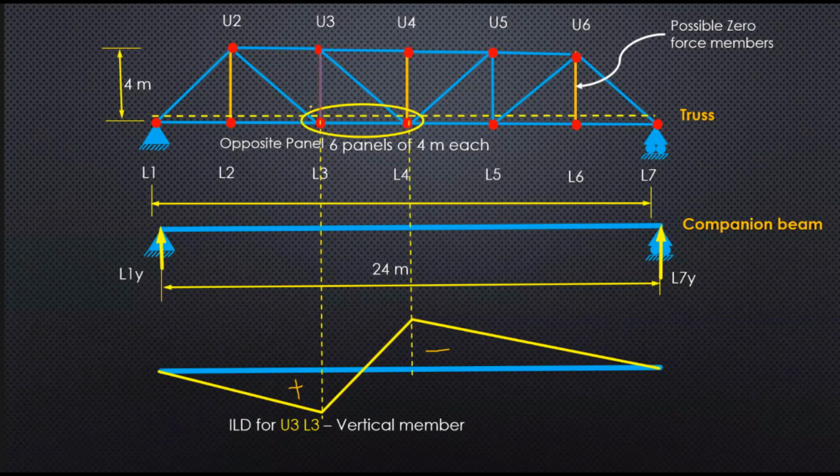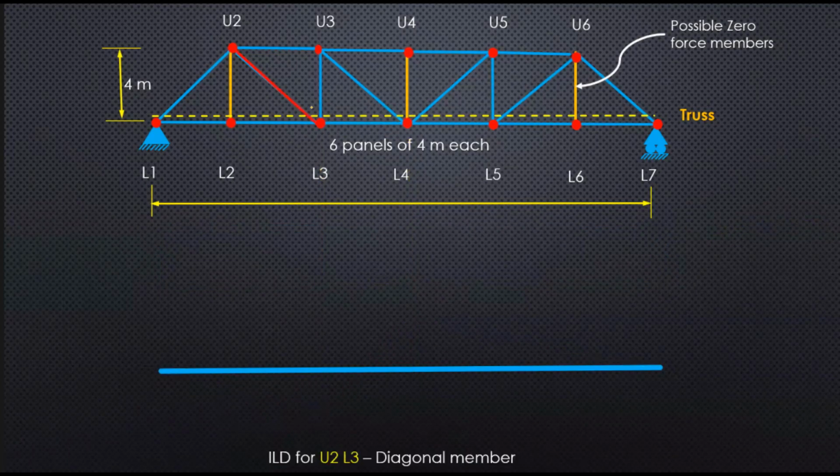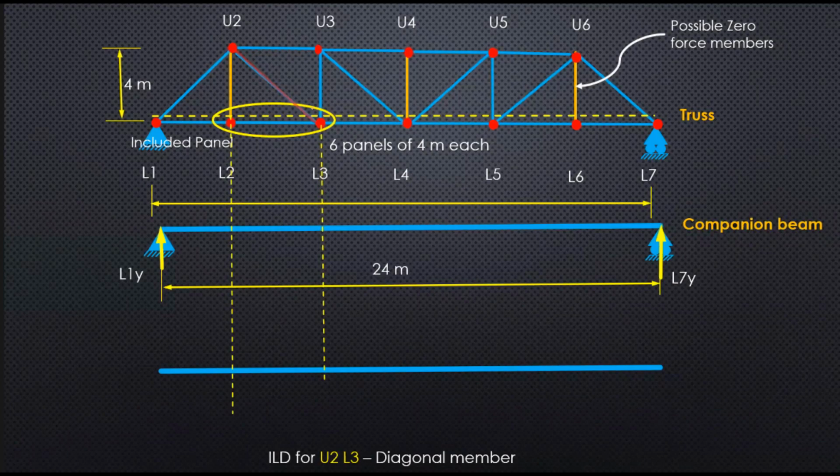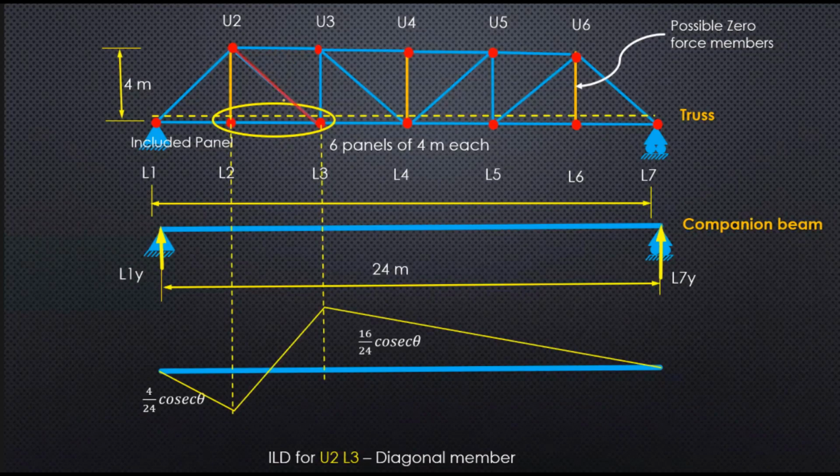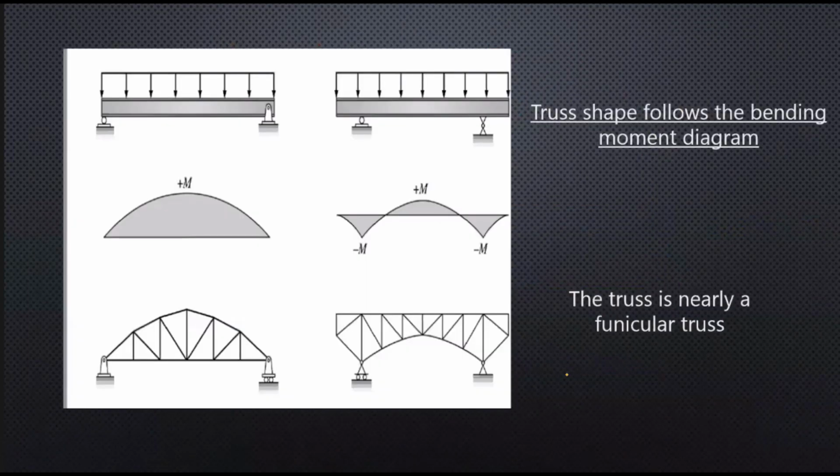I'll go to the next one, which is an inclined panel. In the inclined panel also, we draw the companion beam bending moment and then draw the variation with that. Of course, we know that the loads are applied between the nodes, so there will be a variation between the nodes. We can see here the value of the inclined member changes to plus and minus, basically because of the variation of the shear force. So this is the basic learning.